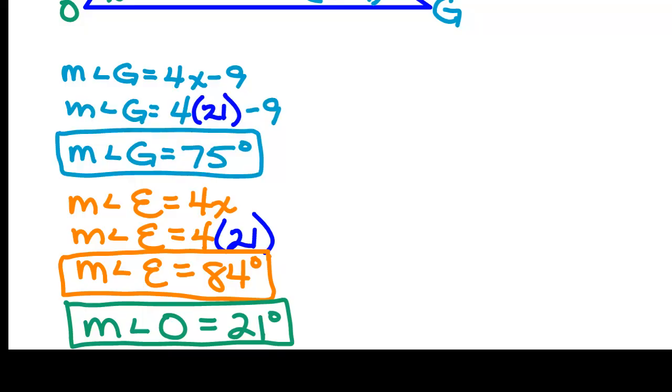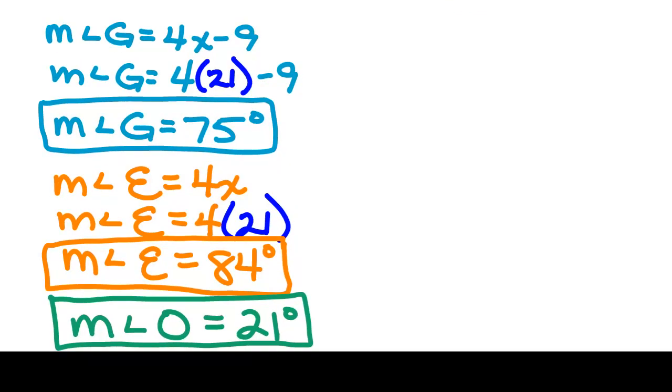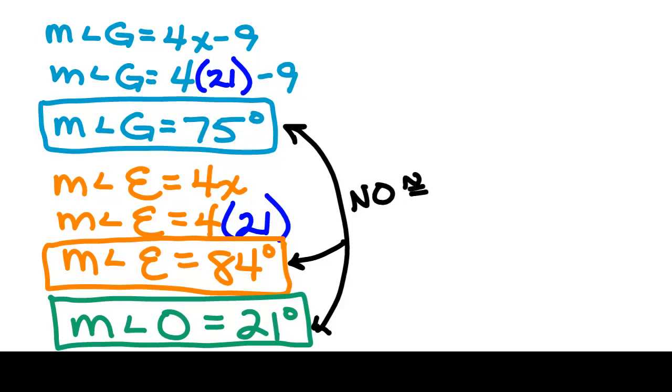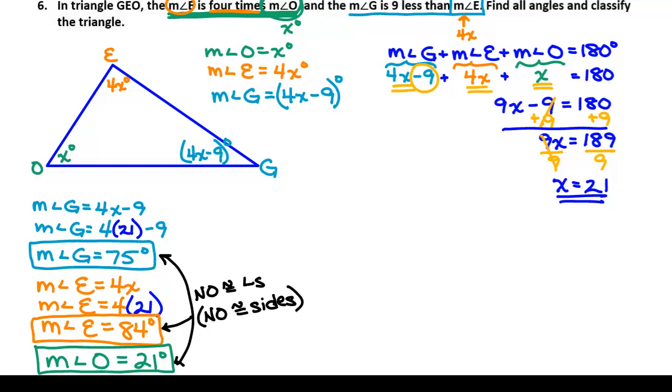On the last problem we did, all three angles came out to be the exact same size, and we said that meant that all three sides were the exact same size. Did any of my angles come out to be the same? No. We have no congruent angles, which means I will have no congruent sides. What do we call a triangle that has no congruent sides? Scalene, yes. So this is a scalene triangle.